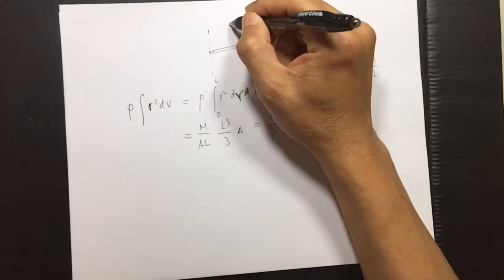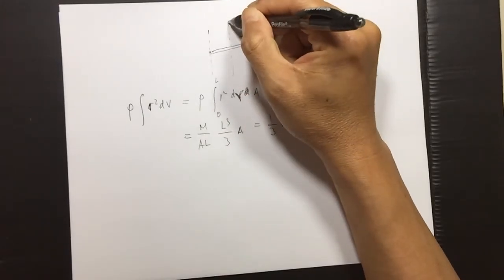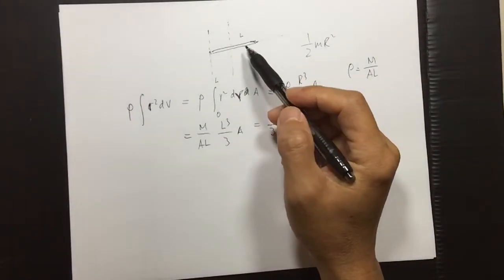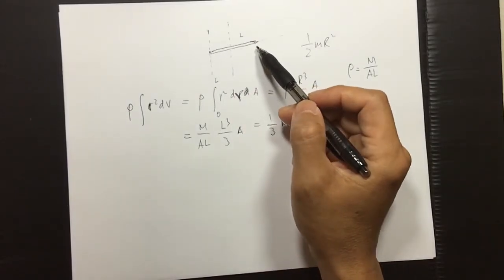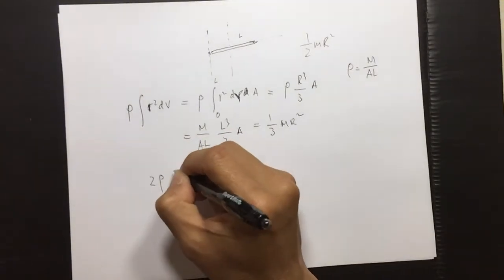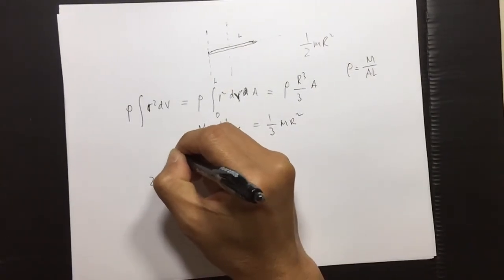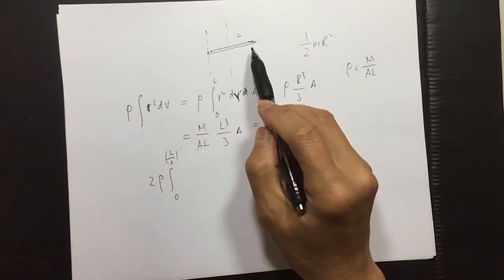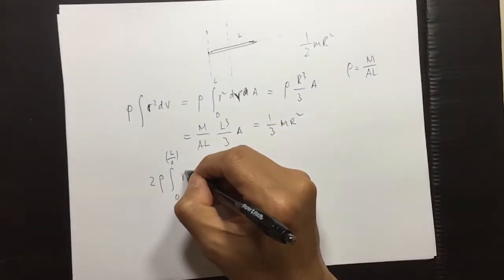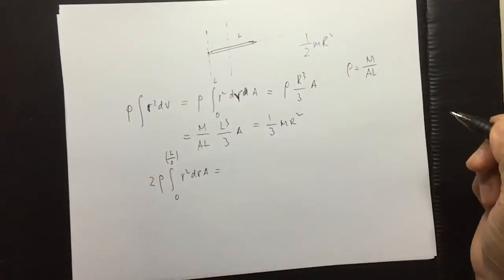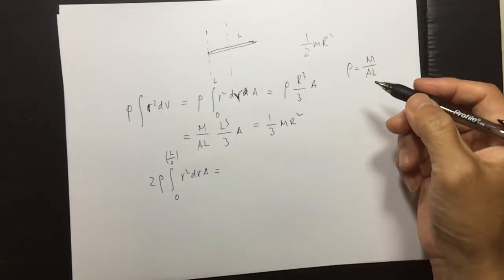Now let's look at if the rotational axis is in the middle here. Let's look at this again. This time we should do better, right? Since you integrate this side and this side is the same, we'll just do one side. So it's 2 times rho, times the integral from 0 to half an L, because you only do half, of r squared dr, times a, right?